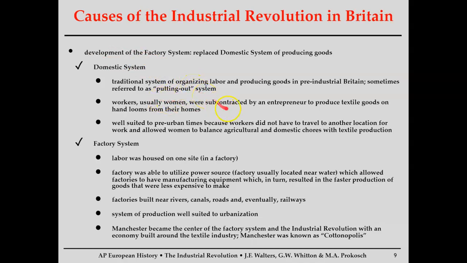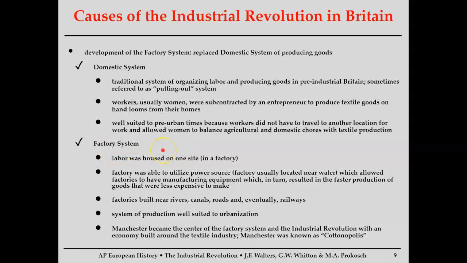And this is where, in the countryside, in the convenience of their own homes, predominantly women would be subcontracted to produce textiles, wools, usually wools, and they would then sell that to an entrepreneur who could then sell it and produce actual useful textiles and then sell it in larger numbers. So that system was great for women who didn't have to leave their homes, but it also wasn't super efficient. So that's where we get the development of the factory system.